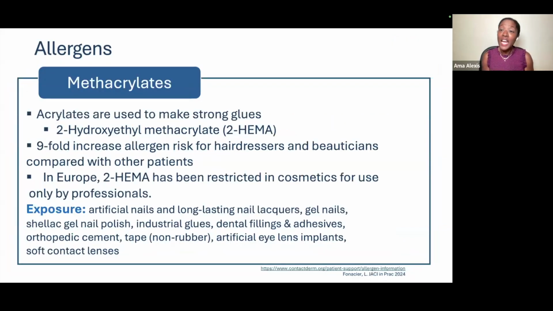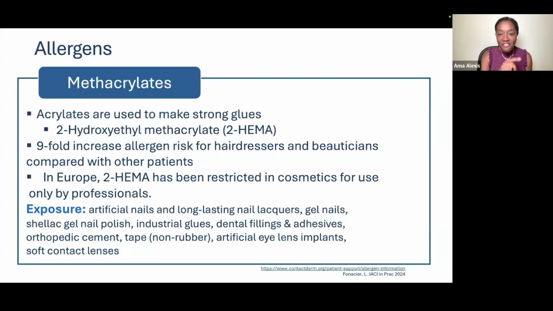Acrylates are polymers, and they are used in all kinds of glues. And we use glues pretty much all the time. One of them is just super glue, but another one is HEMA, which a lot of my patients are familiar with because it is used in nail polish. And it turns out you have a ninefold increase of allergy risk if you're a hairdresser or a beautician compared to other patients, so much so that 2-HEMA has been restricted in cosmetics to be used only by professionals in Europe.